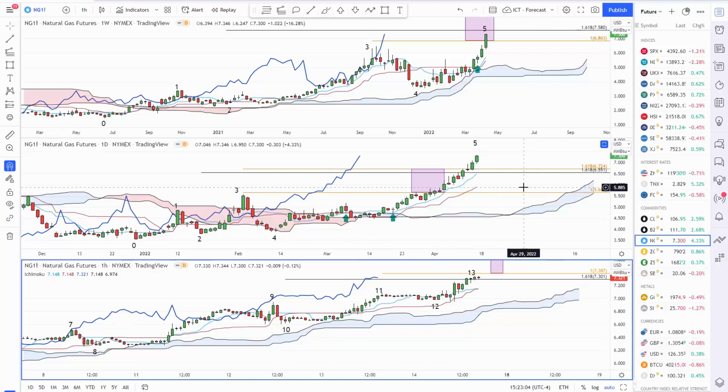So that's how we look at this particular natural gas market, and you have a fairly good sense of what we're trying to do with our setup markets.